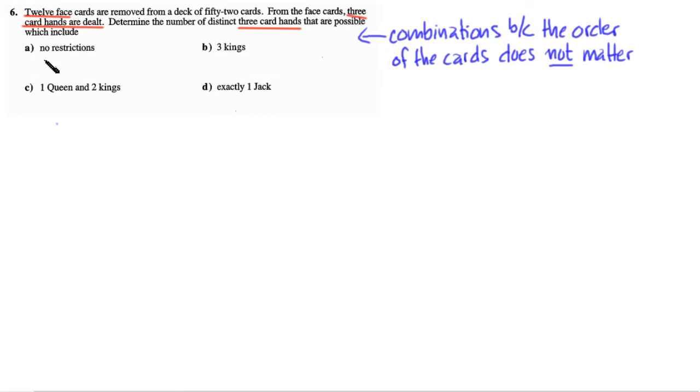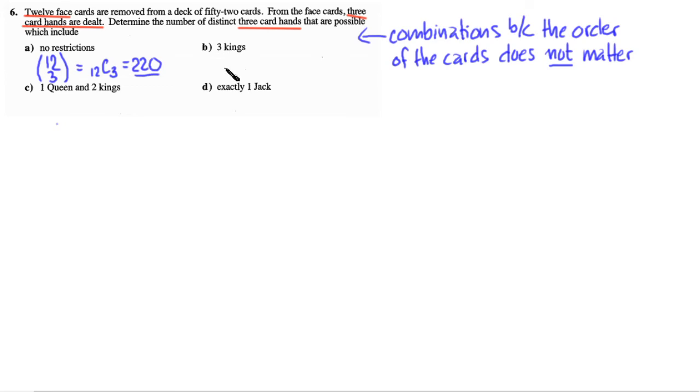So we can write here we're choosing from 12 face cards. So 12 choose 3. We can write it in this notation, or we can use the C notation, which would be 12 choose 3. And if you calculate that, it's going to be 220 different arrangements.